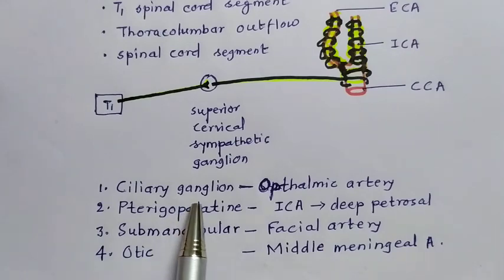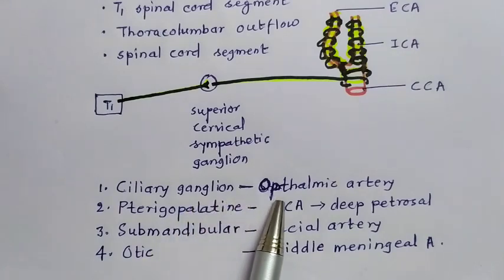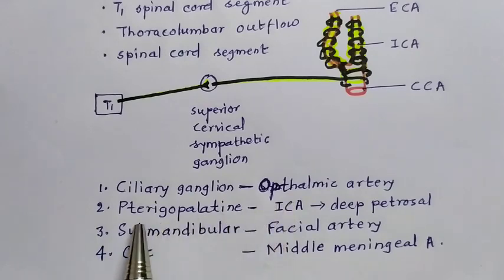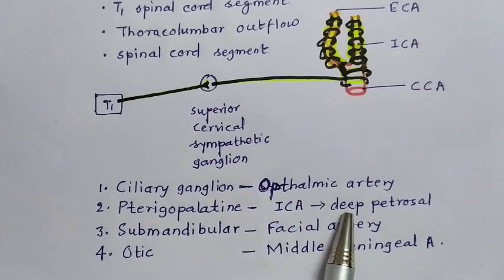For the ciliary ganglion, the sympathetic route is provided by the sympathetic plexus surrounding the ophthalmic artery, which is a branch of the internal carotid artery. In case of the pterygopalatine or sphenopalatine ganglion, the sympathetic route is provided by the sympathetic plexus surrounding the internal carotid artery. The deep petrosal nerve joins with the greater petrosal nerve to form the nerve of the pterygoid canal.